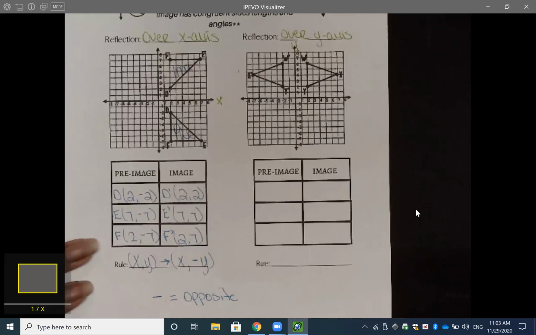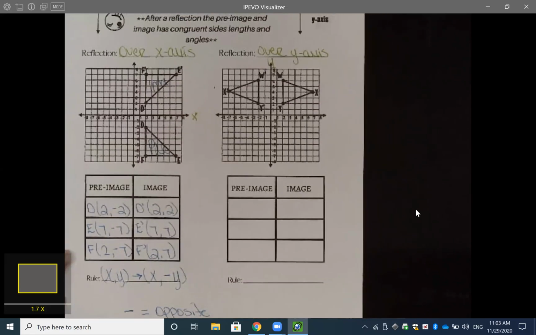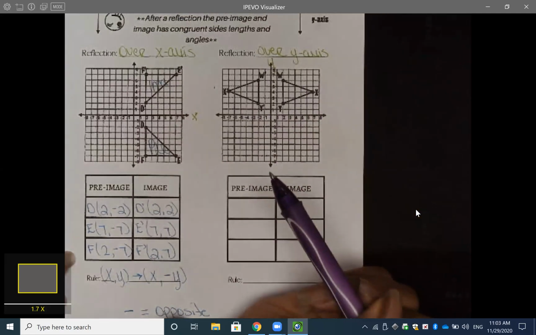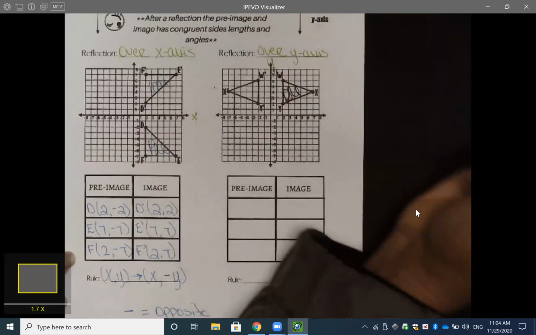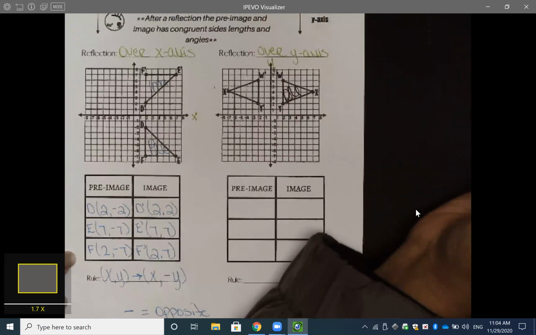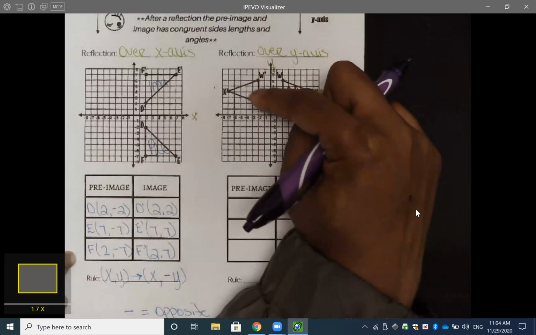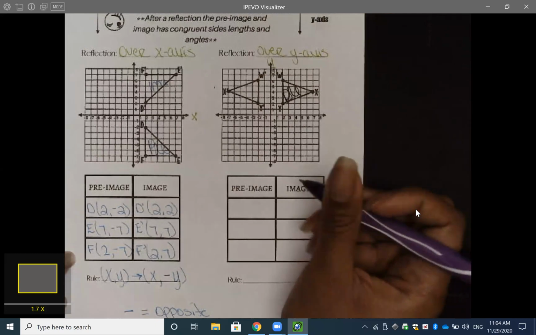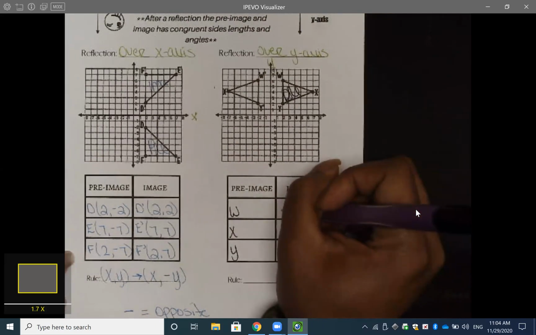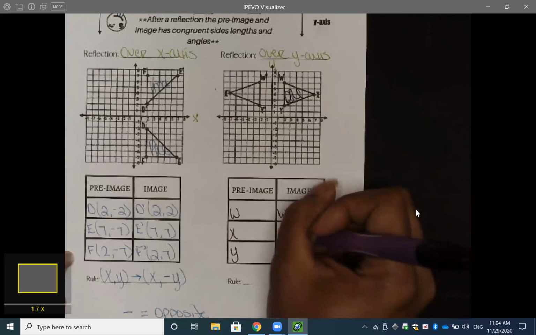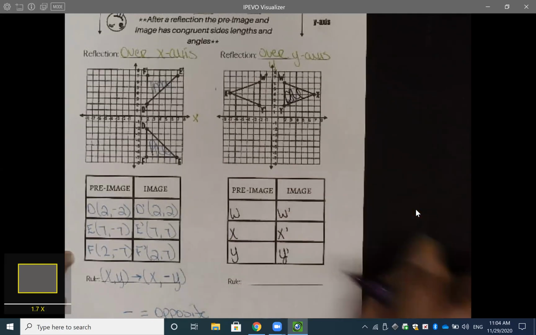So now let's go through reflecting over our y-axis. So we reflected over the y. I see that this image over here does not have apostrophes, so that's our pre-image. So I'm going ahead and putting PRE in it. And then this one is our image because it has the apostrophes. So now we have W, X, and Y. And then we have W prime, X prime, and Y prime.